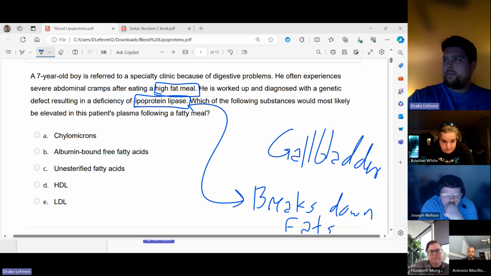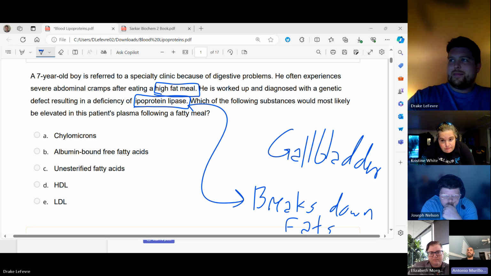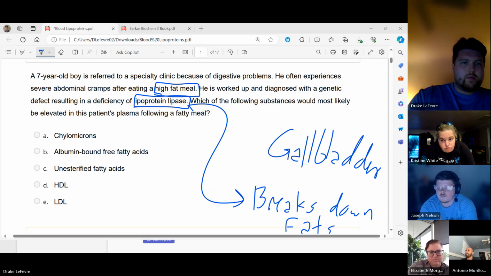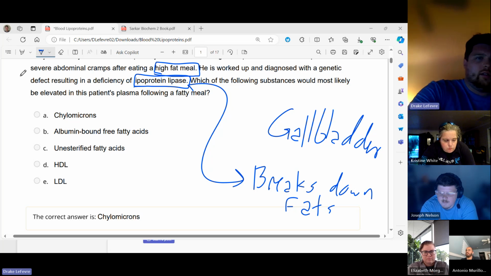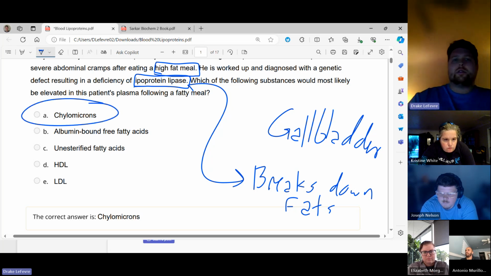Chylomicrons. Support your answer with reasoning. Why chylomicrons? Because you use chylomicrons to basically transfer the fat that's in the intestines into the bloodstream. Yeah, exactly. So which substance will most likely be elevated in the patient's plasma following a fatty meal? After we eat all the fat and everything, chylomicrons are what's going to be transporting that fat.